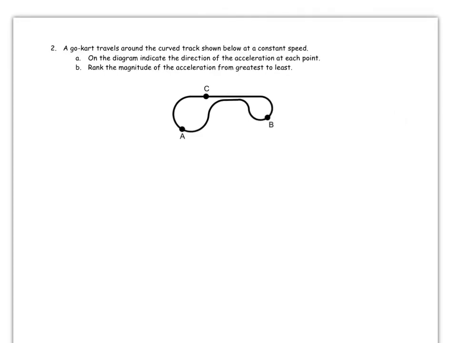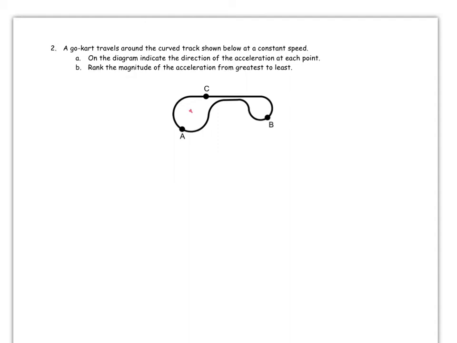Moving on to the next one, we have a go-kart traveling around the curved track as shown at a constant speed. And the first thing we want to do is draw the direction of the acceleration at 3 points, A, B, and C. Keeping in mind that it's moving at a constant speed, the only way for it to accelerate would be if it's turning. If it's moving at a constant speed, it can't speed up or slow down, so it has to be that changing direction acceleration. So at A, we are turning.